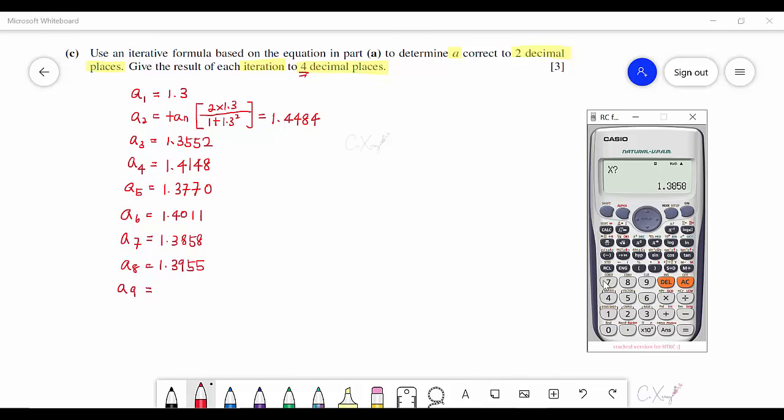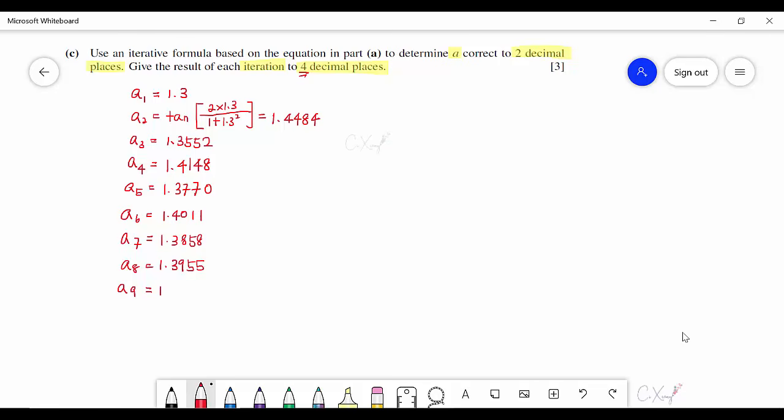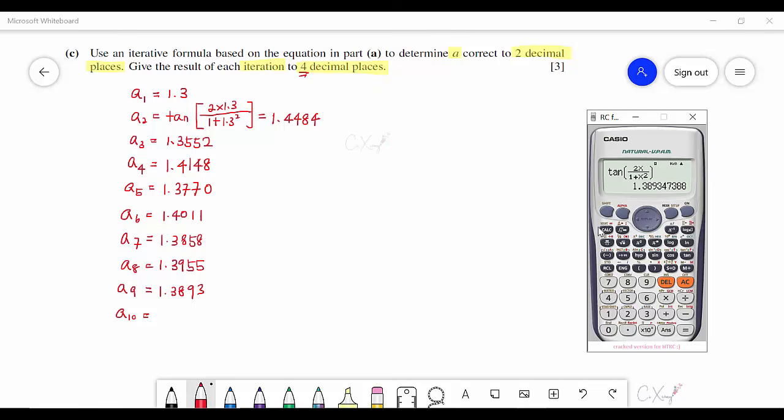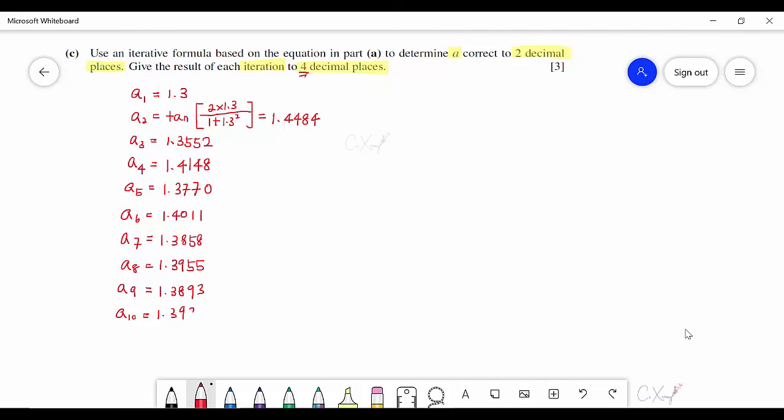Okay, so calculate, then 1.3955 equal sign. Okay, so 1.3893. Then next one, calculate 1.3893, then equal sign, 1.3933. So if you double check now the 2 decimal places answer, for this one, it should be 1.39. And then for this also, it will be 1.39. So by right now, this will be your root already.